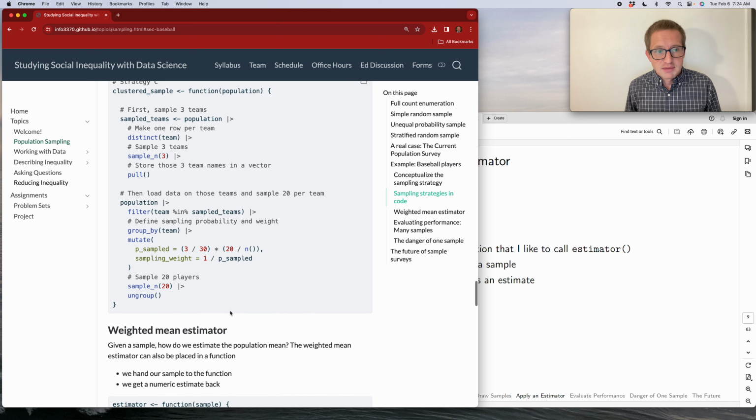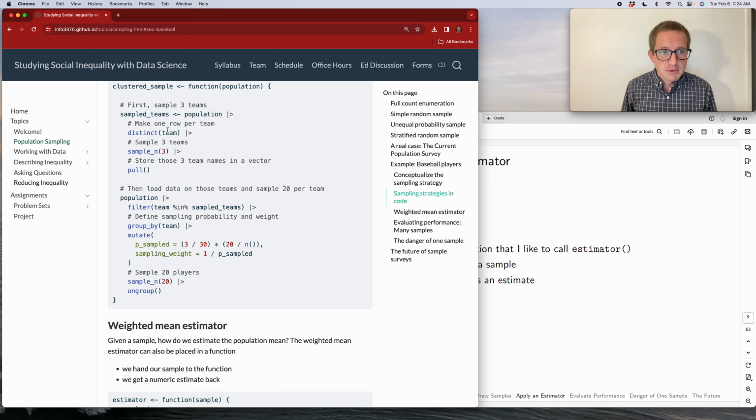A clustered sample is a bit more complicated. So in a clustered sample, we first are going to select the teams. Here I've taken the whole population of players, and distinct is going to reduce the data set to one that only has a column for team and 1 row per team. Here we're going to sample 3 of those teams and then store them in a vector. So pull takes a variable out of a data frame and hands it back in a vector form.